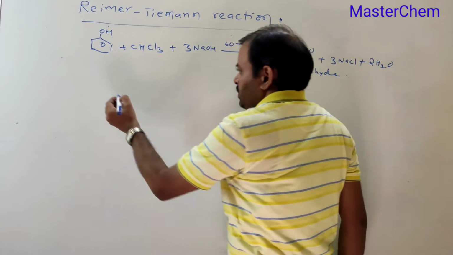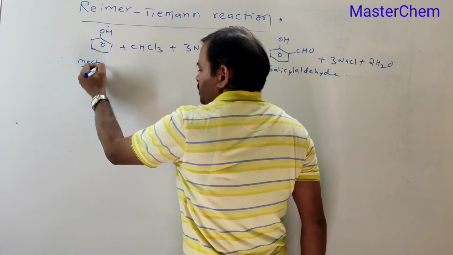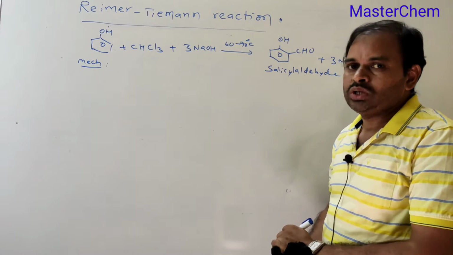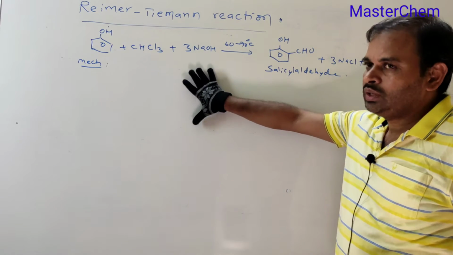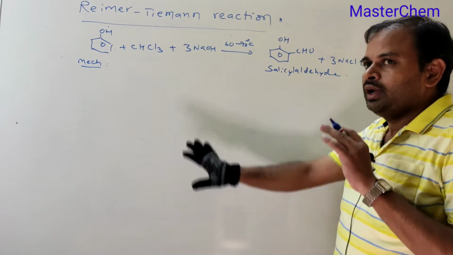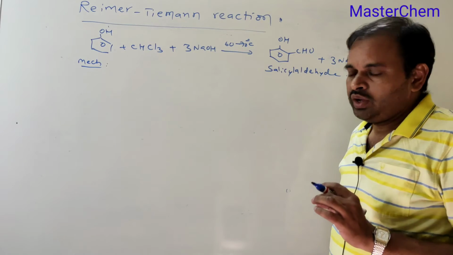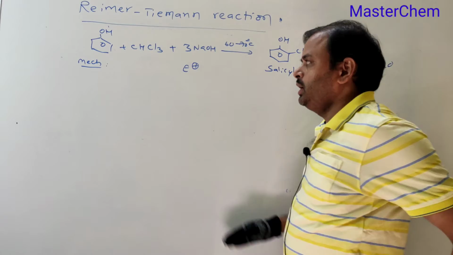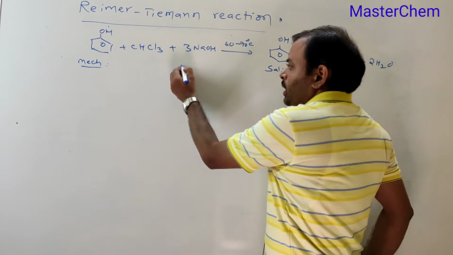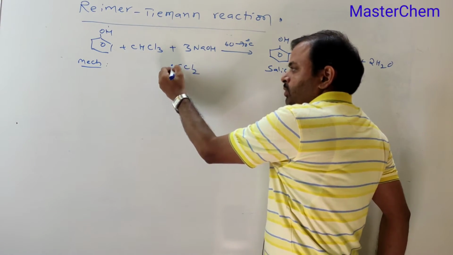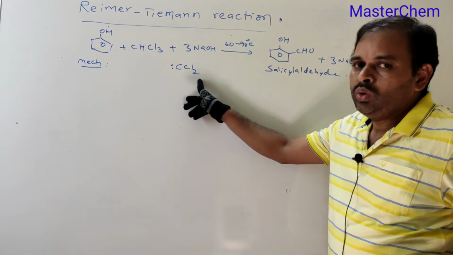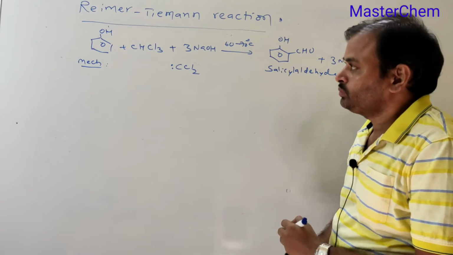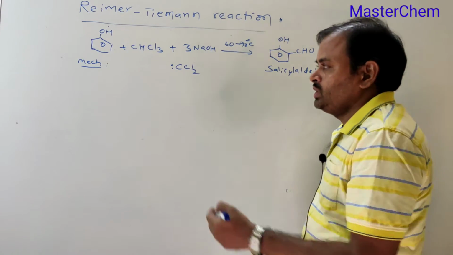Now the mechanism. The mechanism is also very important, because one of the most important intermediates is there: dichlorocarbene. It is a neutral electrophile. Generally electrophiles have a positive charge, but here dichlorocarbene acts as a neutral electrophile. So what is the mechanism?